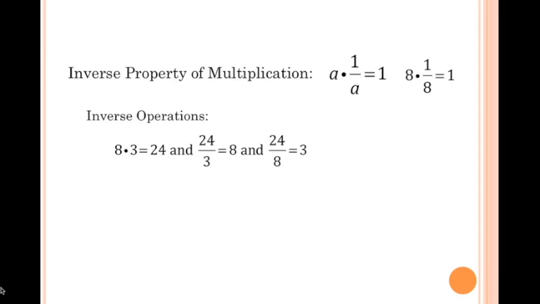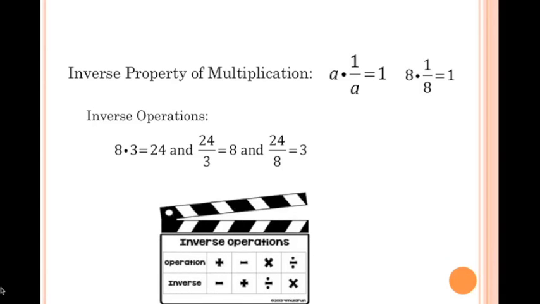Multiplication and division are considered inverse operations because division will undo multiplication and multiplication will undo division. In this example, we can see that 8 times 3 equals 24. So 24 divided by 3 equals 8, and 24 divided by 8 equals 3.